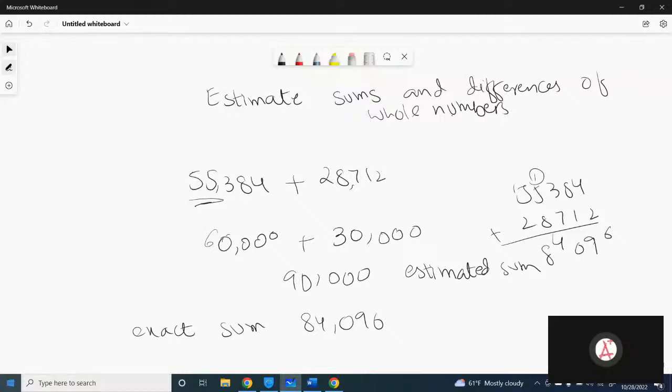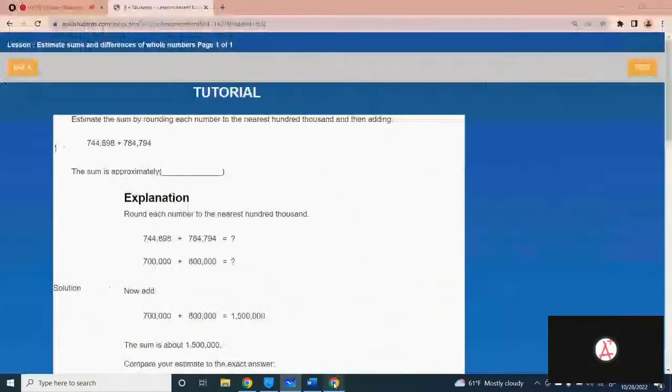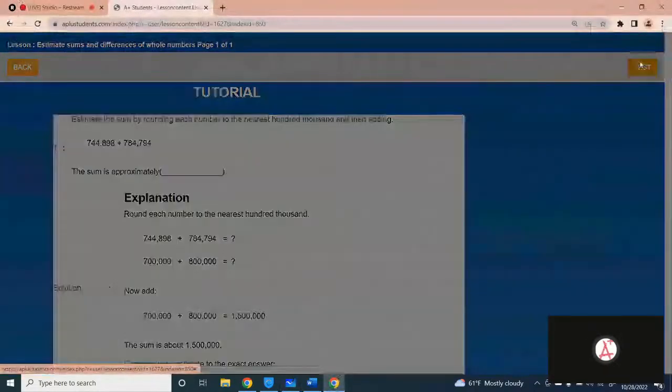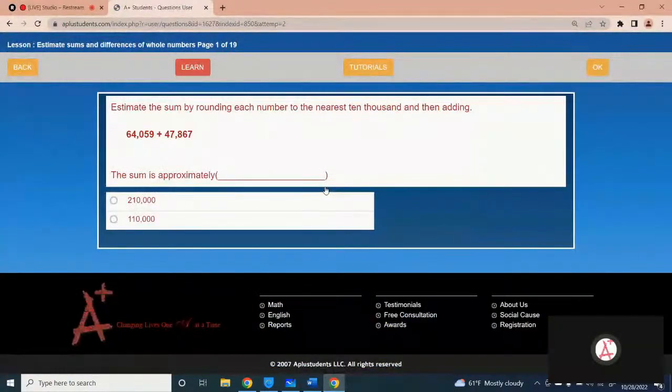Okay, let's start with the test. We can do test questions. Okay, here is the topic, and let's click on the test button. Okay, estimate the sum by rounding each number to the nearest 10,000 and then adding. So you have to round off the numbers to the nearest 10,000. Got it? Let me write them down on the board: 64,059 and 47,867.